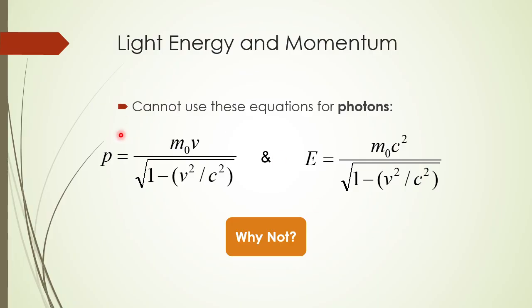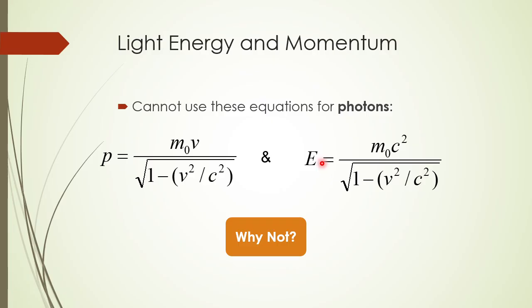And we cannot use these expressions for photons. Why? Because momentum is gamma m naught V, and E is gamma m naught c squared. You cannot find the energy of a photon using these two equations because the rest mass of a photon is 0. So you end up having 0 momentum, which we know is not true for photons. You know that it doesn't have 0 energy and 0 momentum.